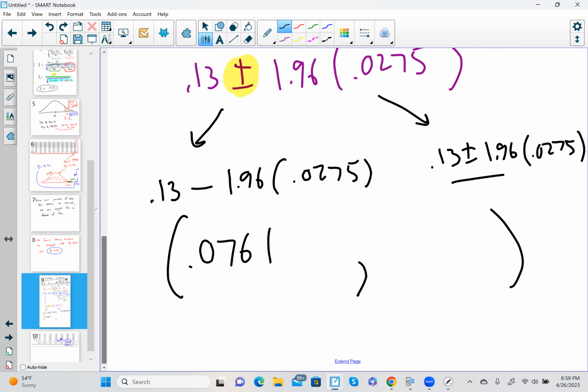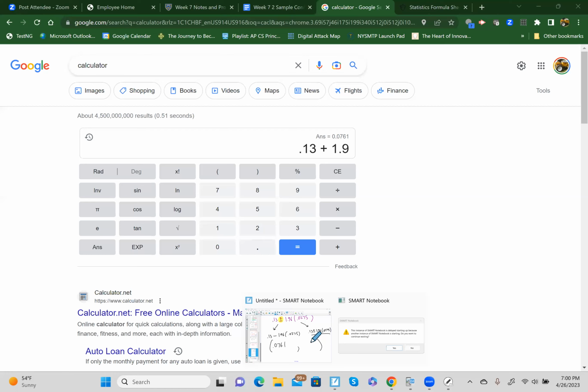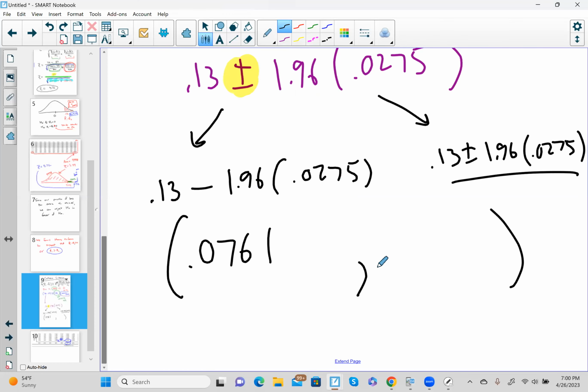So I need to go type this in. Let's go back to the calculator. Clear, 0.13 plus 1.96. Hold on a minute. It just froze for a second. Give it a second there. I'll do it on my other calculator while it's pausing. So it is 0.13 plus 1.96 times 0.0275, and in that case I'm getting 0.1839.